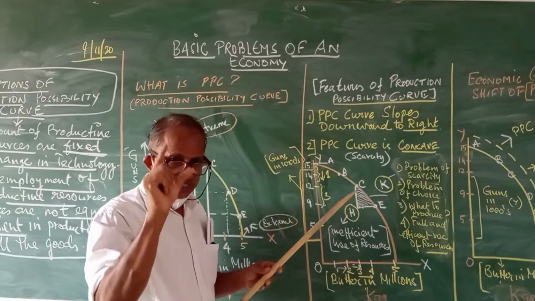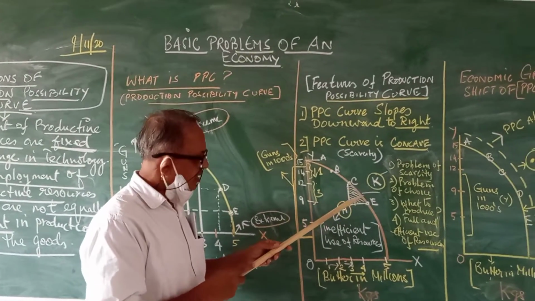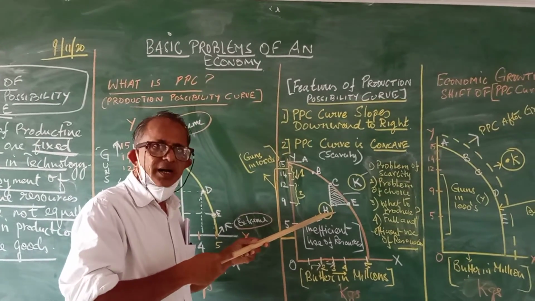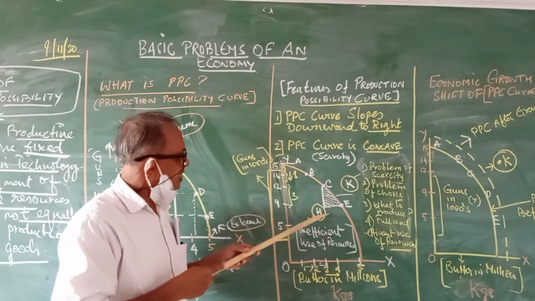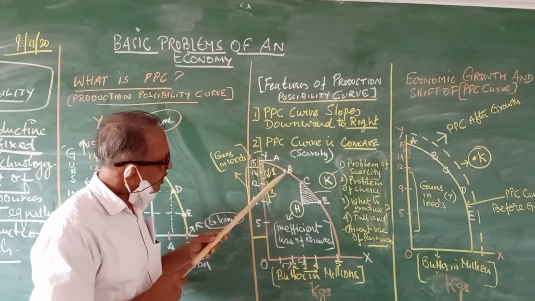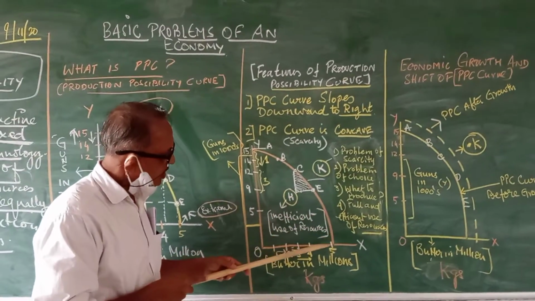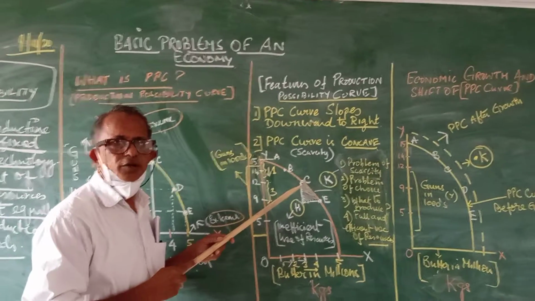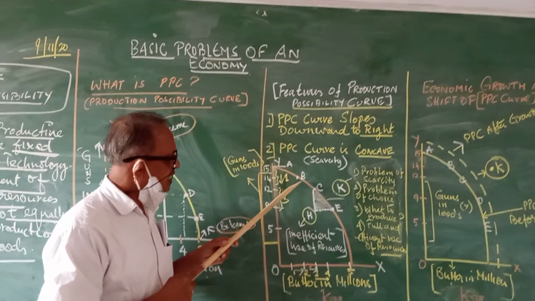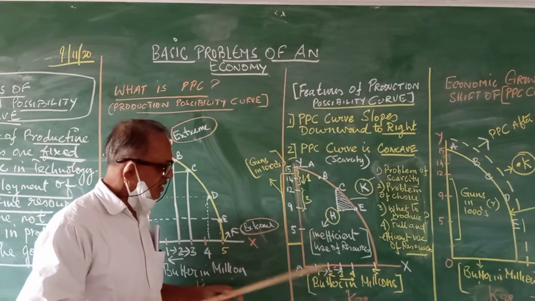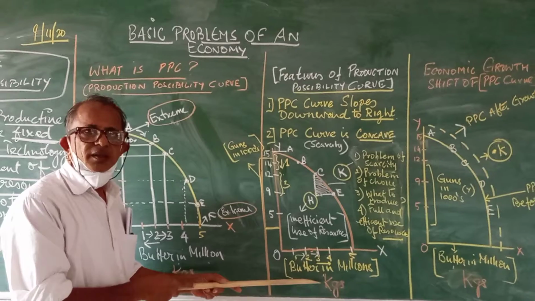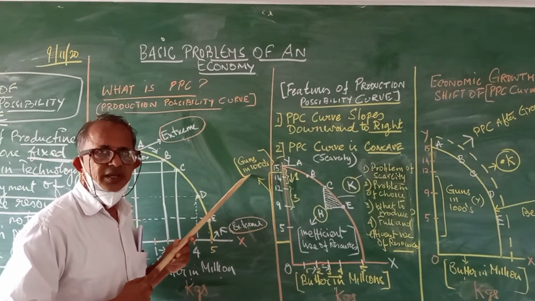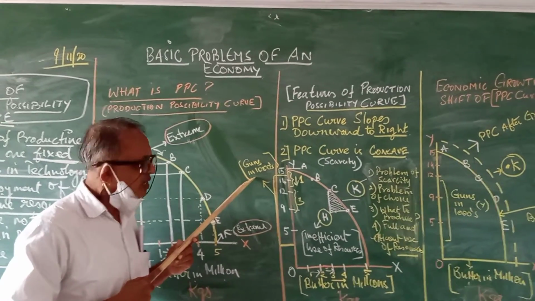So it also gives us a conclusion that neither can it go beyond the curve, neither can it allow the resources to be underutilized. Therefore, an economy can only use this production possibility curve to decide which product to produce more, which product to produce less. If the economy decides to produce more of guns, then it has to reduce the production of butter. If the economy decides to produce more of butter, then it has to decrease the production of guns.